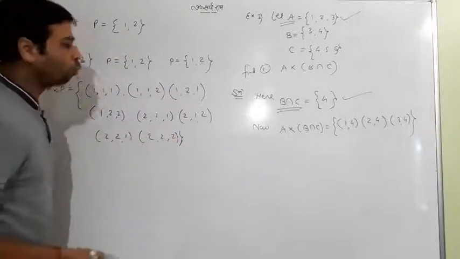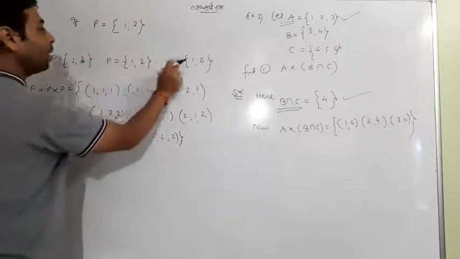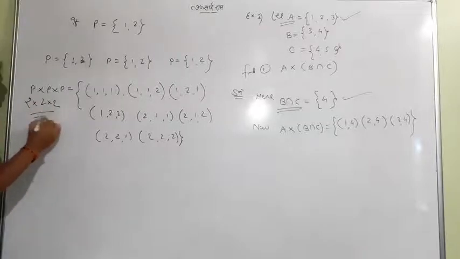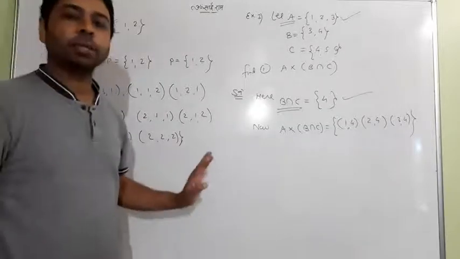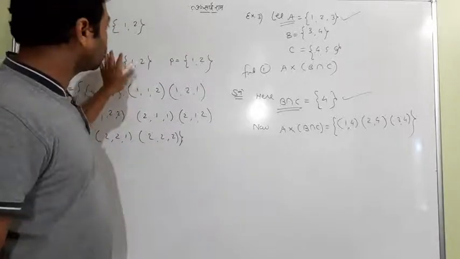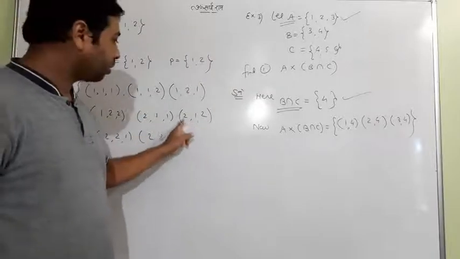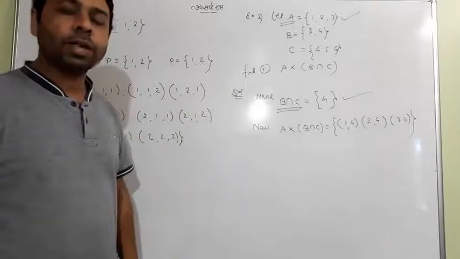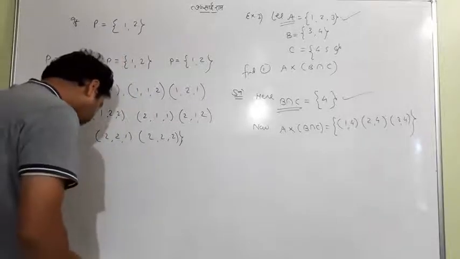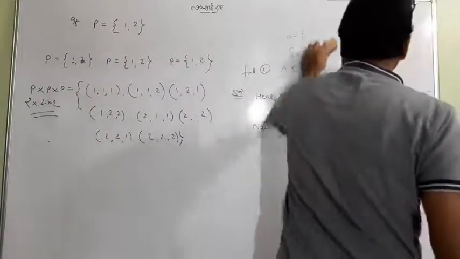It is so because n of P has 2 elements, n of P has 2 elements, n of P has 2 elements. So 2, 2 and 2 definitely give 8 elements. This is a very simple concept for the Cartesian product of three sets, and this time the elements will be in triplets, meaning 3 elements will be there in a single element. So this is simple.